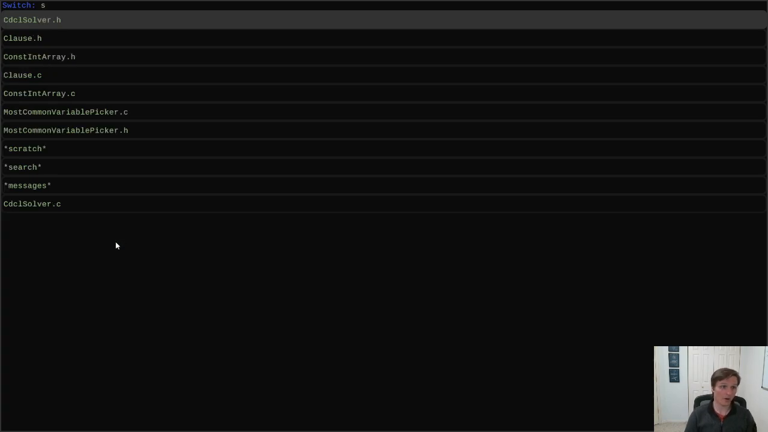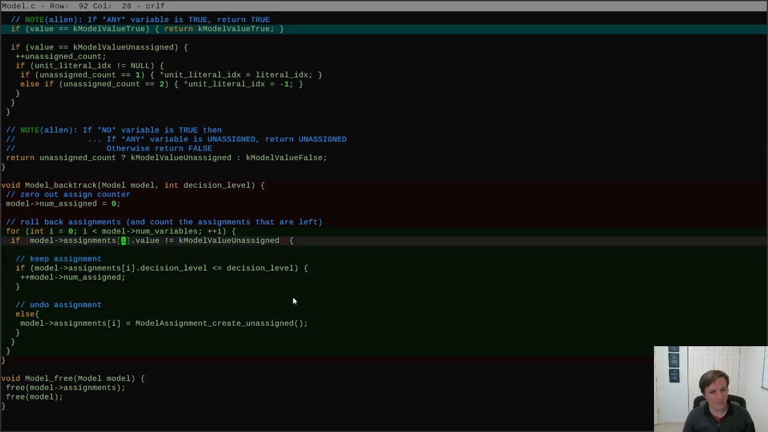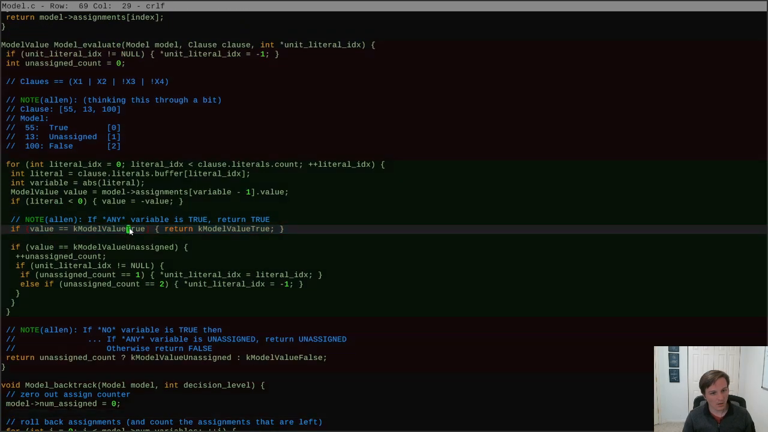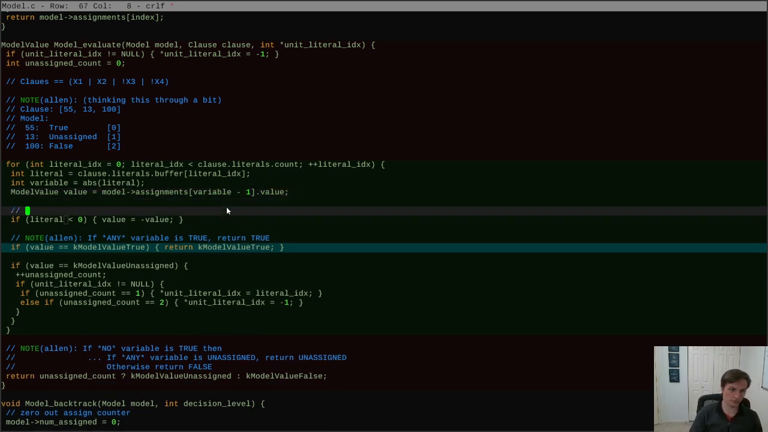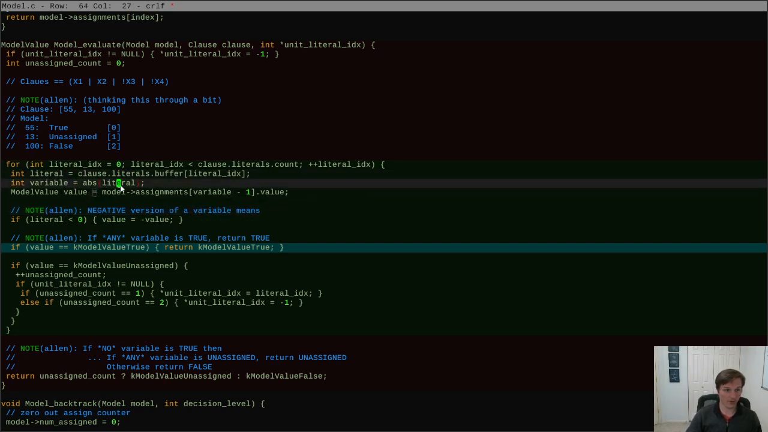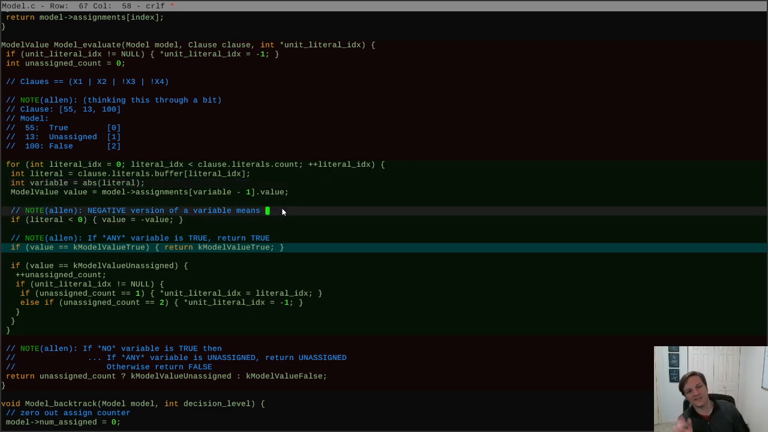So what that makes me curious about, let's go back to model. I might have missed something here. Here it is. I skipped over it the first time through. Yep, you can see right here the absolute value thing happening. Okay, I completely missed that on the model part, but there it is. Now they line up. Makes sense. The negative version of a variable means the negated.